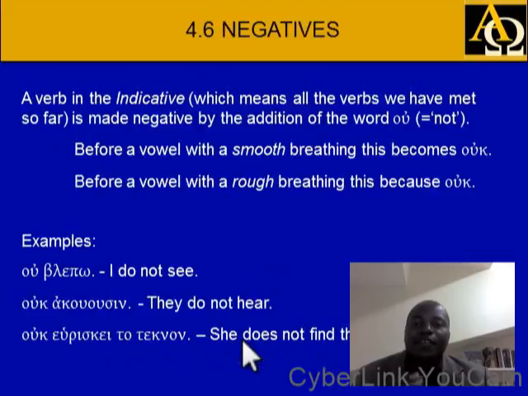Okay, negatives. A verb in the indicative, which means all the verbs we have made so far, is made negative by the addition of a word ou, which is not. Before a vowel with a smooth breathing, this becomes ouk. Before a vowel with a rough breathing, this becomes ouch. So, ou blepo, I do not see. Ouk akouousin, they do not hear. Ouk heuriskei, she does not find the child.